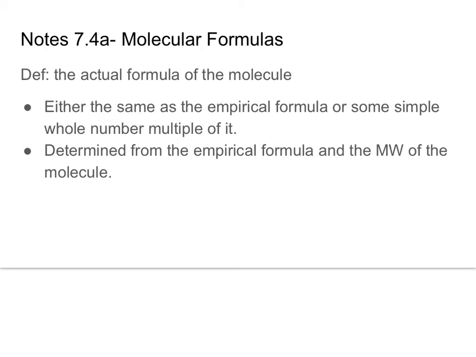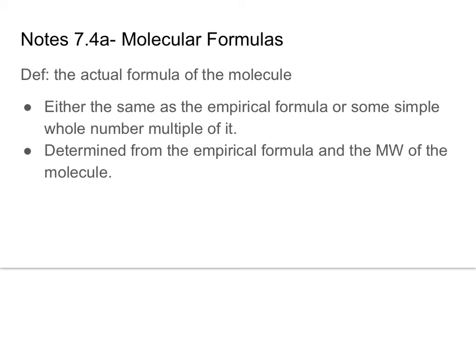However, for molecular compounds, the molecular formula can be something different than that of the empirical formula. So the molecular formula is going to tell us the exact number of each type of atom in a molecule instead of reducing it to just the lowest ratio. The molecular formula can either be the same as the empirical formula or it's going to be some simple whole number multiple of it.